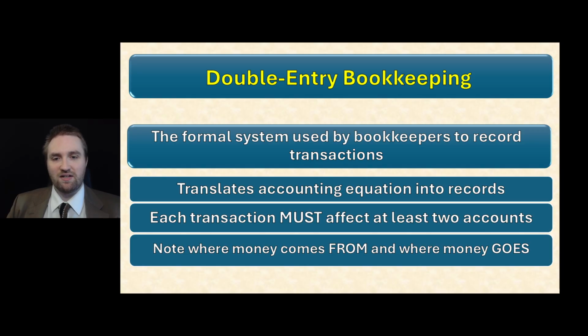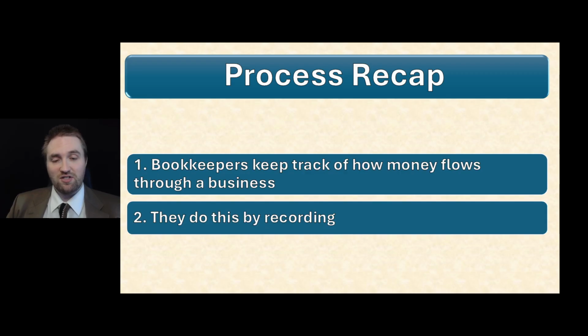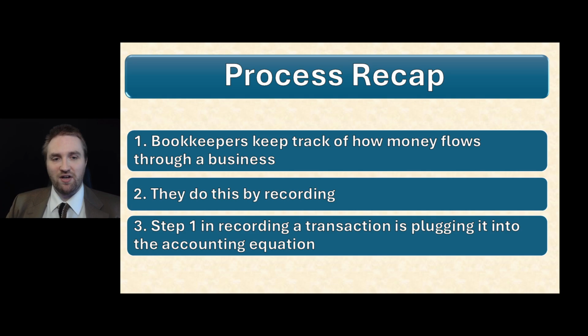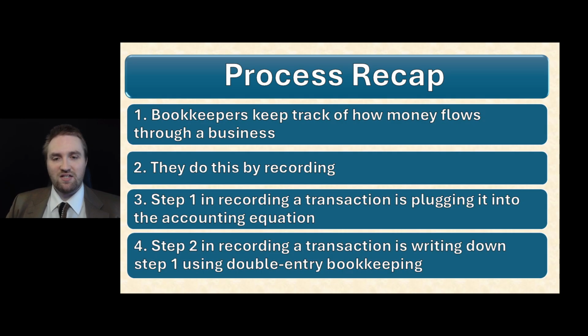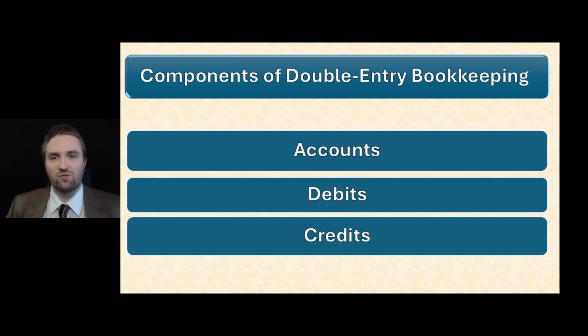First, let's get some context. The process so far. Bookkeepers keep track of how money flows through a business. They do this by recording transactions. Step 1 in recording a transaction is plugging it into the accounting equation. Step 2 in recording a transaction is writing down step 1 using the double entry bookkeeping method. So now that you've been introduced to the concept of double entry bookkeeping, let's learn how to use it and how to apply it. Double entry bookkeeping consists of 3 components: accounts, debits, and credits. Let's break each of them down.